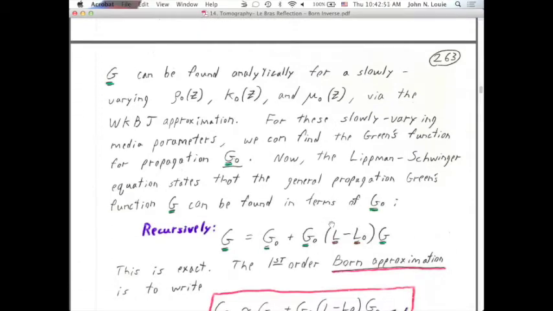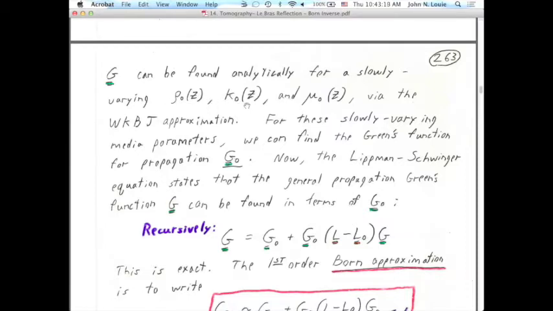Now, what WKBJ did is, J is probably Jeffreys, Harold Jeffreys, Bullen. K may be a Japanese fellow, and W, I'm not sure.